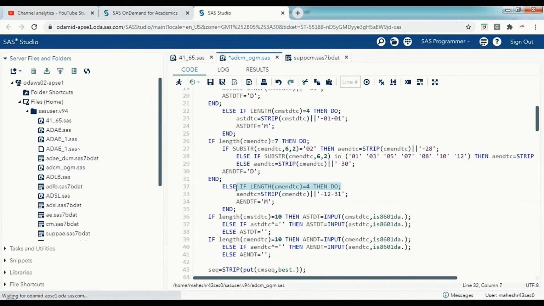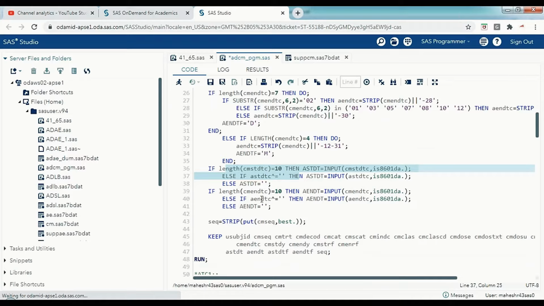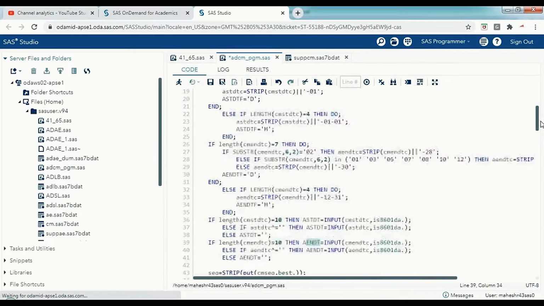If only the year is present, with month and day missing, automatically you have to give December 31st in the case of CMENDTC handling and AENDTC handling variable. If a complete date is present, we can directly convert it into the numeric format and create the ASTDT. And if the CMENDTC is a complete date, we can give the AENDTC and give the sequence number. Okay, these are simple general scenarios.